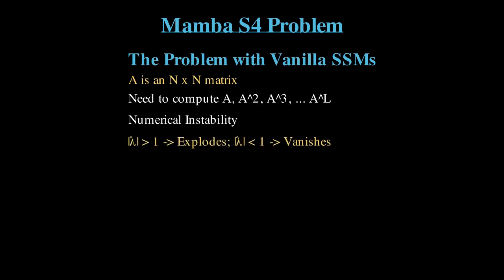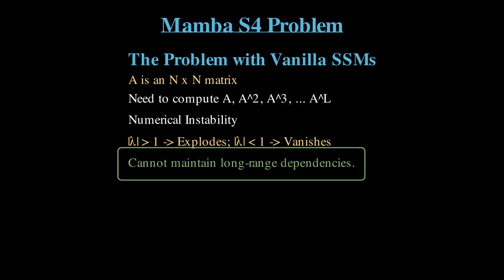If the eigenvalues of A are greater than 1, its powers will explode. If they're less than 1, they will vanish to 0. This is the exact same vanishing and exploding gradient problem that plagues simple RNNs. Without a clever parameterization for A, the model can't maintain long-range dependencies. We need a better matrix.